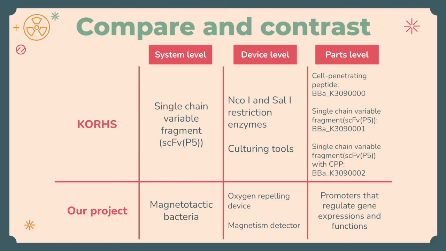Lastly, in the parts level, the Core HS team used a cell-penetrating peptide, a single-chain variable fragment, and a single-chain variable fragment with CPP, while our project used promoters that will regulate gene expressions and functions.